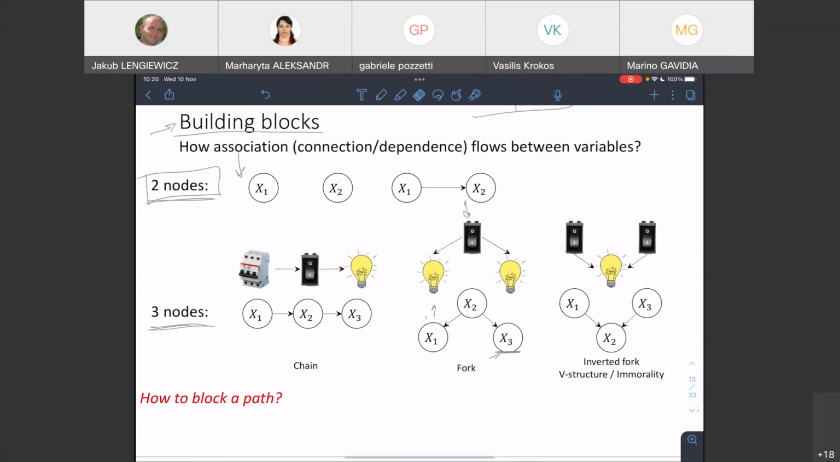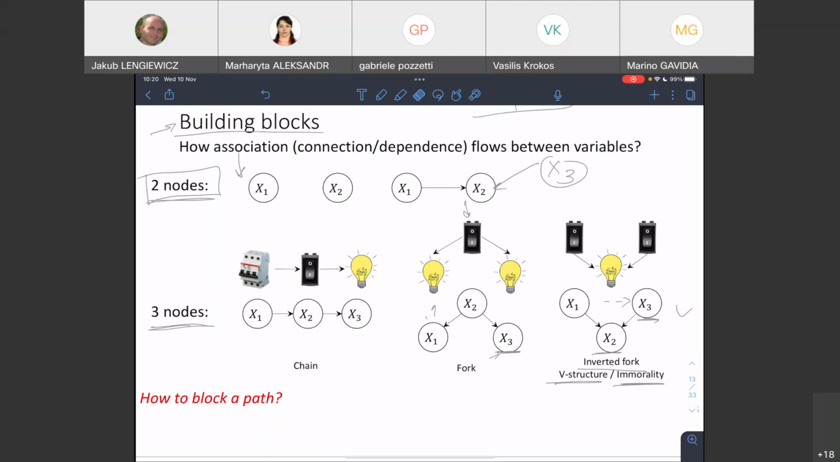And the final structure, when we add the third node in such a way, is known as inverted fork because of the visual connection to the previous structure. It also has alternative names such as V structure, because we have the shape of the letter V, or immorality. Immorality has a particular meaning. Essentially we have in the graph two parents and a child, and the two parents are not directly connected. That's why it is called immorality.